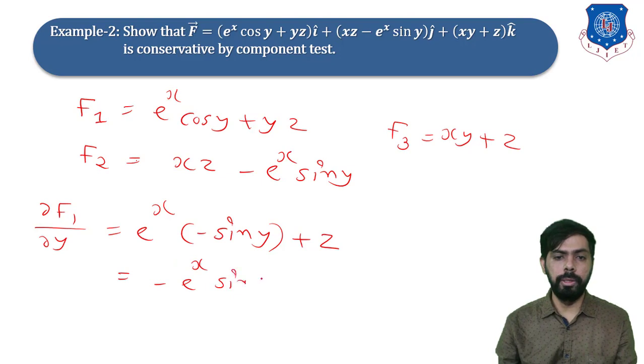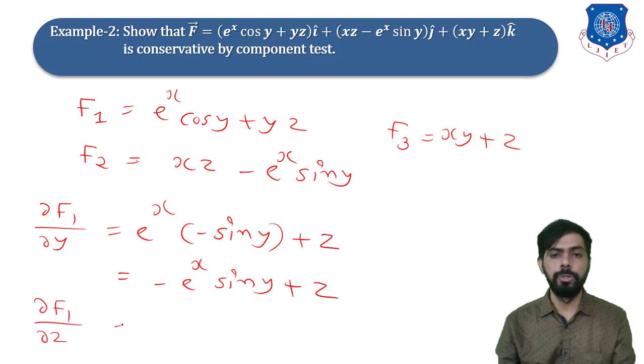Now next step, we will find out del f1 by del z. That means partial differentiation of function f1 with respect to z. So now x and y will be constant. So here first term is e raised to x into cos y. So this will be constant term, and derivative of constant term will be 0. So no need to write down this term. And here derivative of yz will be y, because here derivative of z with respect to z is 1.